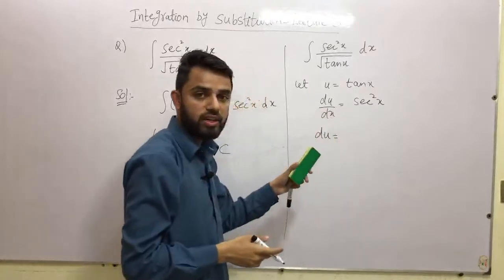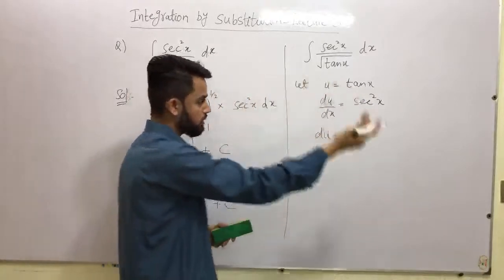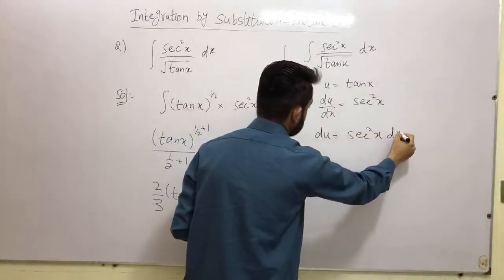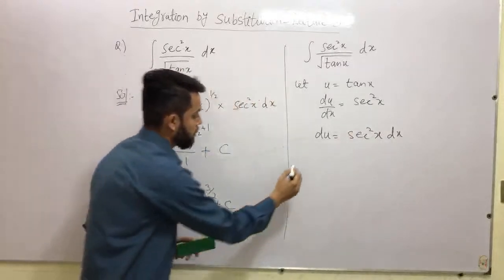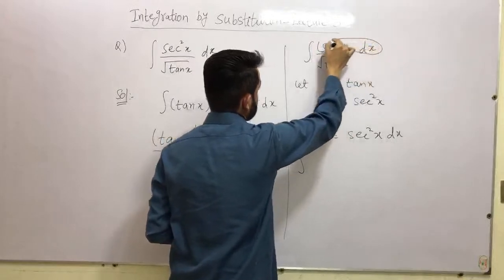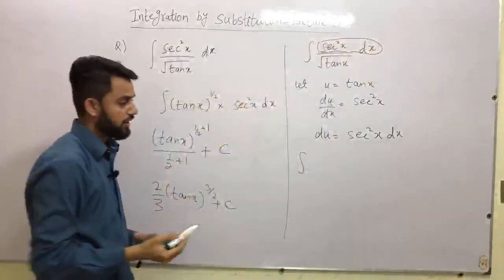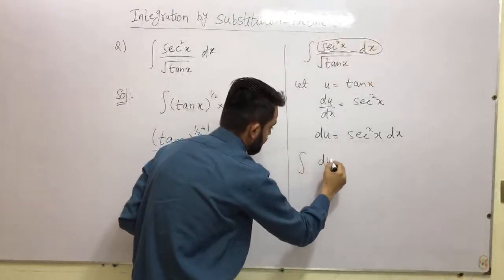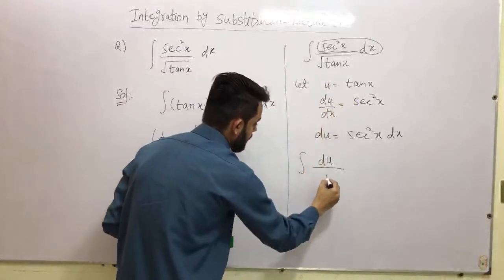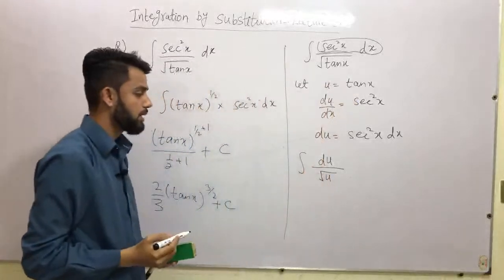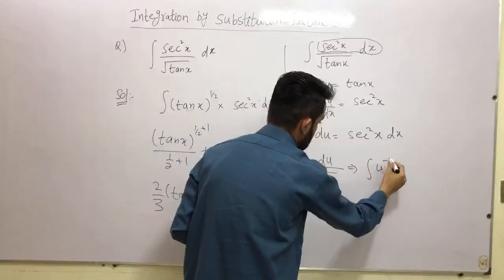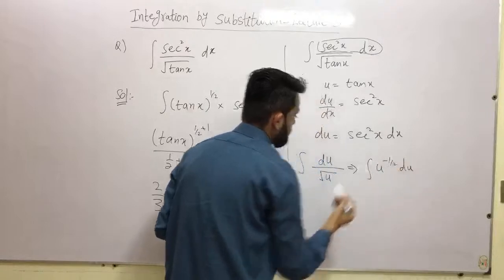Okay, u we are keeping on one side and x we are keeping to the other side, so that will become secant square x dx. Now if you look at the integral initially, secant square x dx equals du, so you can write du over square root of u, where u is equal to tan x. We can shift this denominator into the numerator and it would become u to the power minus 1 over 2 du, right?